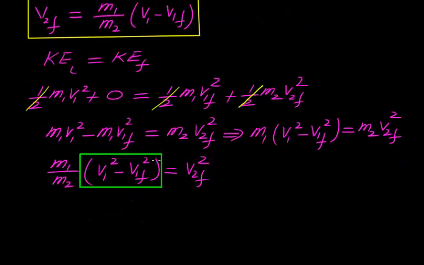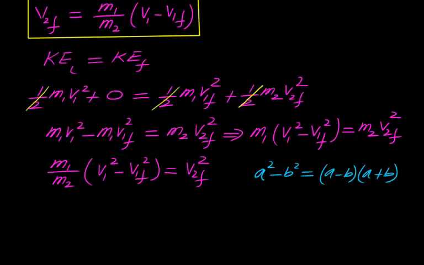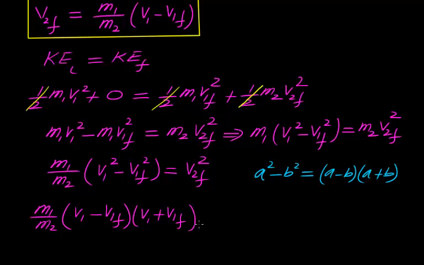Notice that this part of the equation, which is the difference between the squares, can be factorized as follows. Remember that the expression a squared minus b squared is equal to (a minus b) times (a plus b). This is a famous expression that we have learned early on in algebra. As a result, this expression can be simplified further: m1 over m2 times (v1 minus v1 final) times (v1 plus v1 final).